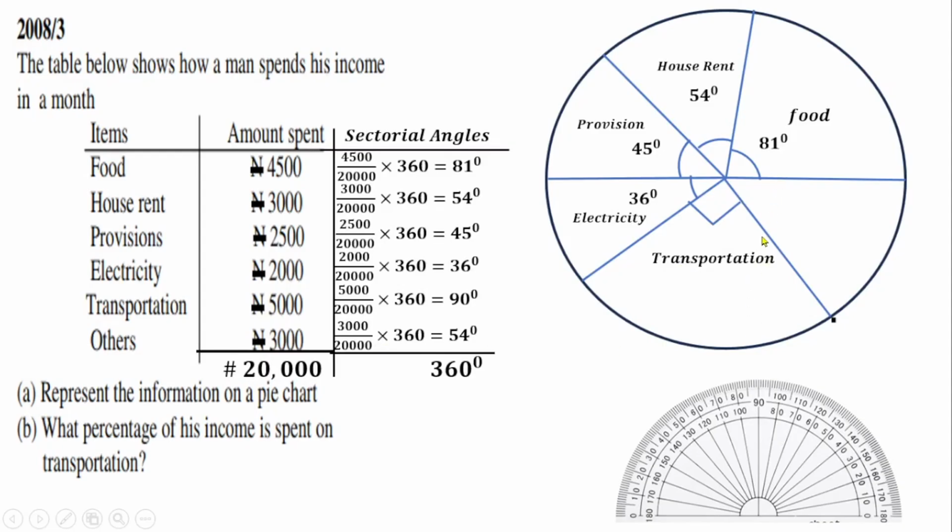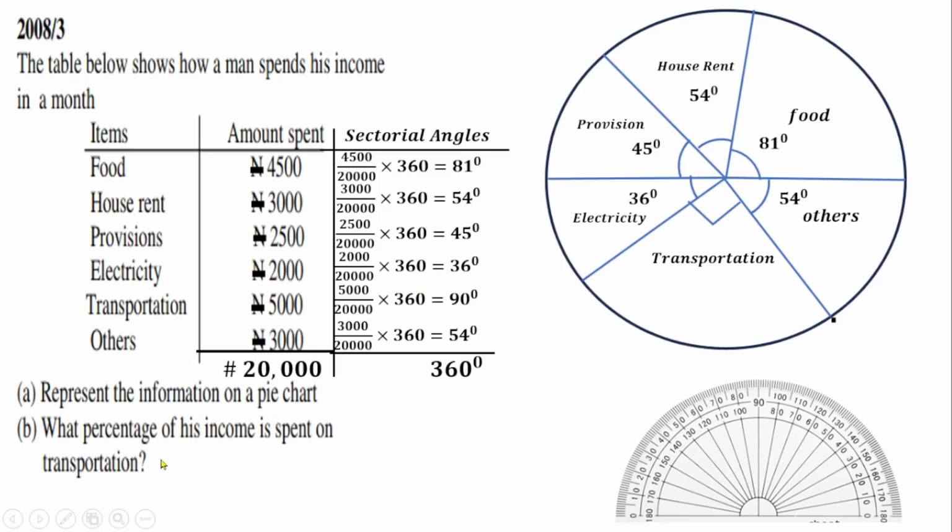So the last one here, which represents the orders, you don't need to measure it. If you like, you can measure, but if you have done every other thing very well, then this should be correct as well. And you mark the angle there, then that should be 54 degrees, which is representing orders. So this is the pie chart they want us to draw to represent this information we are having.